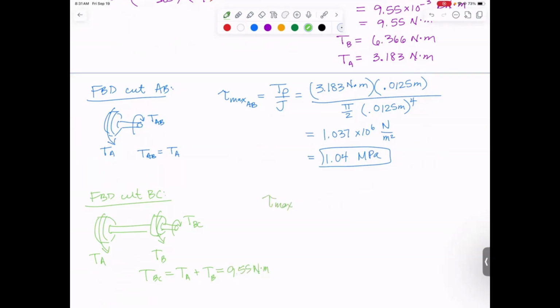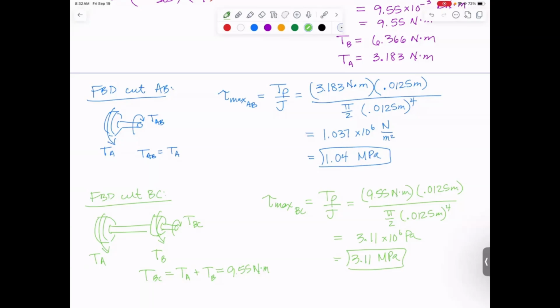Tau max in section BC will be T rho over J. The torque is bigger, it's 9.55 newton meters, but the radius is the same, 0.125 meters, all over pi over 2 times 0.0125 meters to the fourth. 3.11 times 10 to the 6th pascals, or 3.11 megapascals. And that's it for that problem.